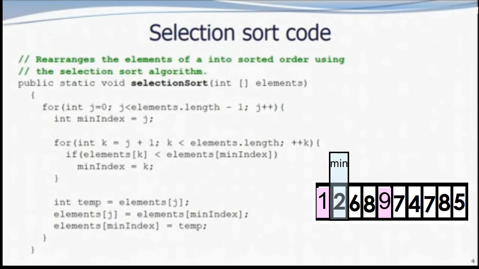Swap them. So now we have a sorted array of size 2, and all the rest are unsorted. So then j becomes 2, so that's the next index. K becomes the one after it. Does that make sense? And we keep going until we've sorted everything. We keep finding the minimum value, selecting it, and swapping it out with the old one.